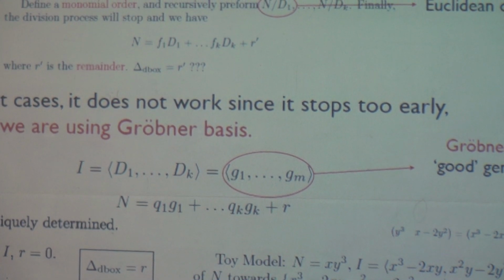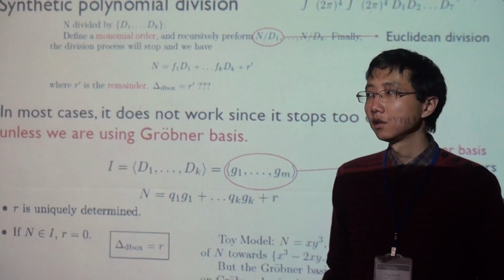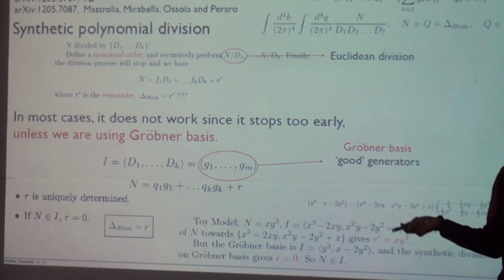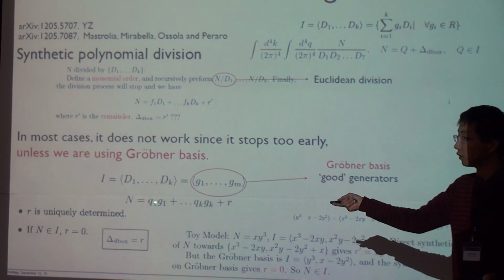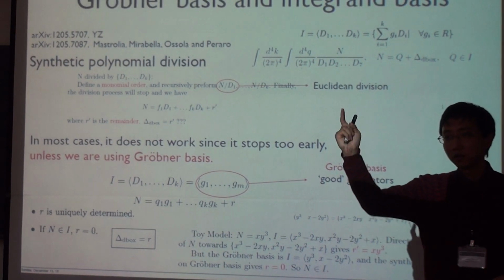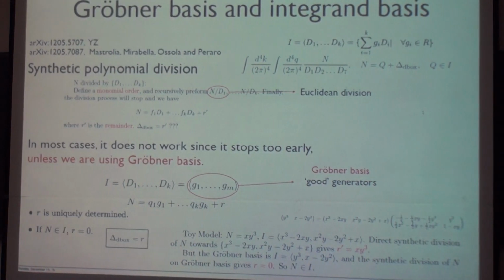So in this way, you never need to worry about the meaning of reducible or irreducible terms. You just write down this ideal, find the Grobner basis, and do the division. Then in just one step, you get the integrand reduction. So just one step further.